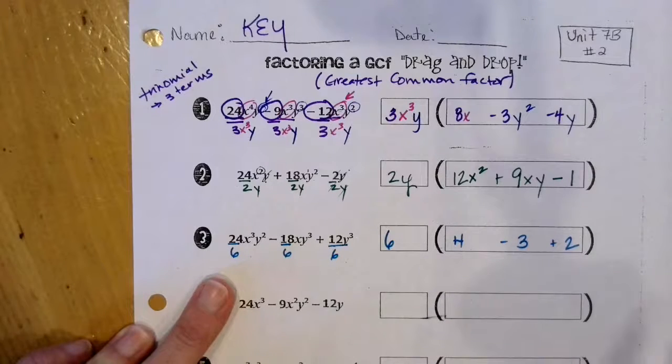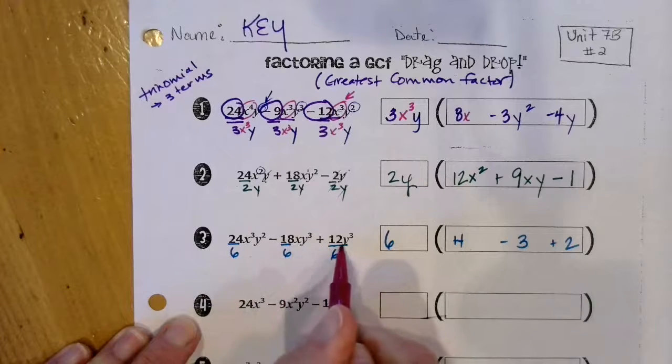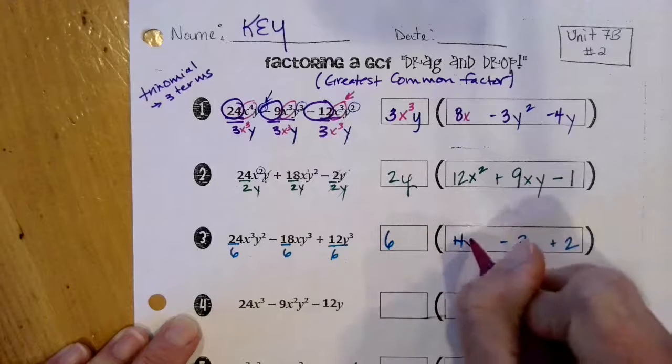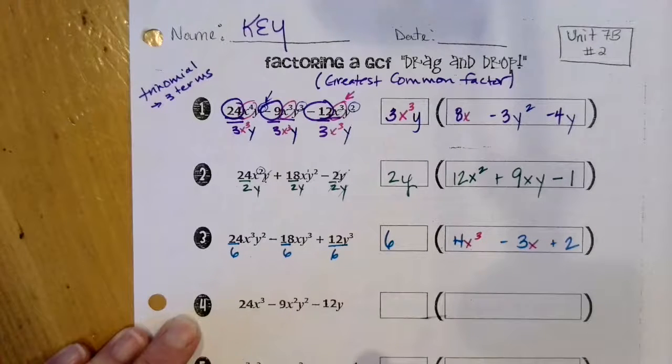Let's talk about our variables. I have 3 x's, 1 x, no x's. Guess what? None of those x's can come out. So everybody sticks with their x.